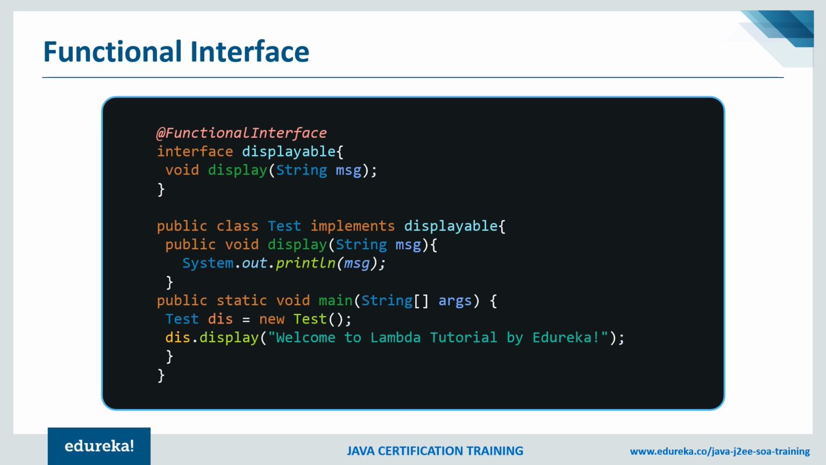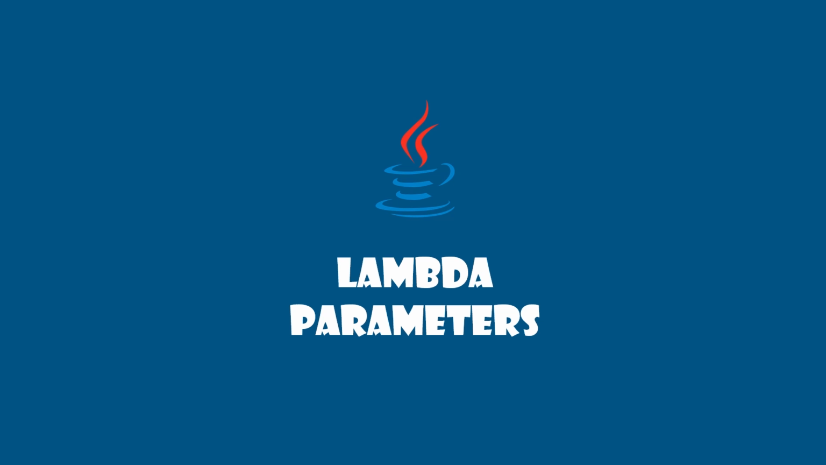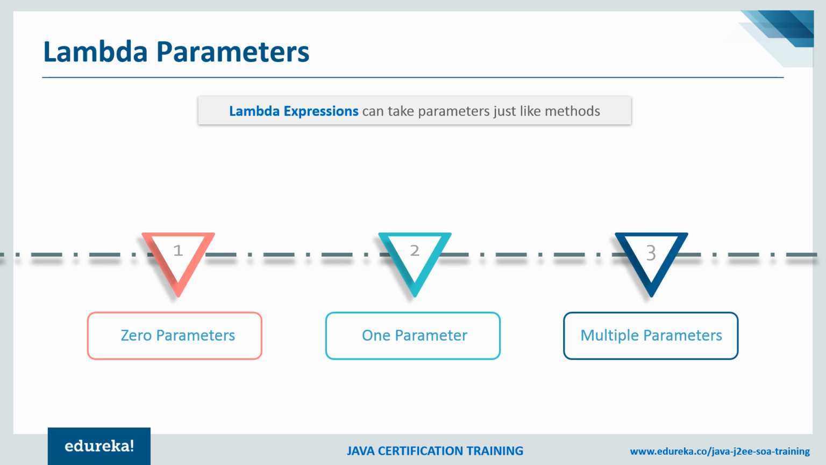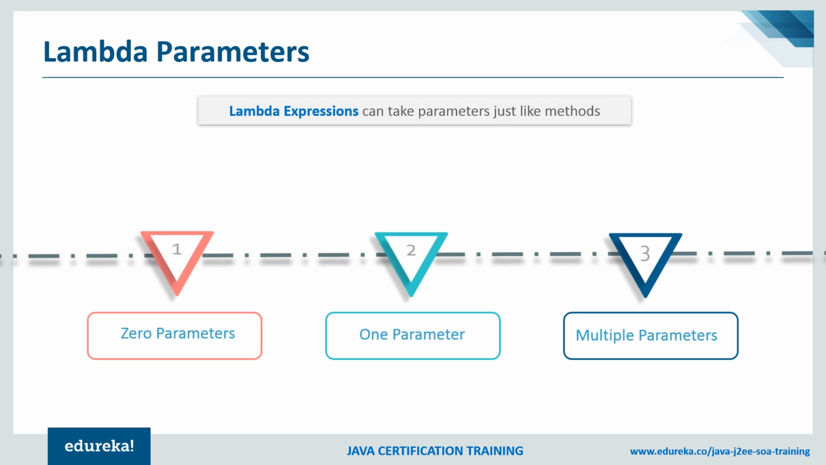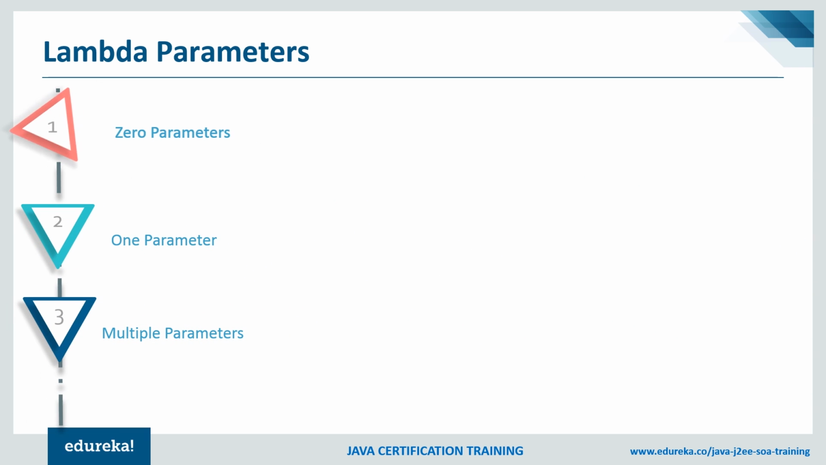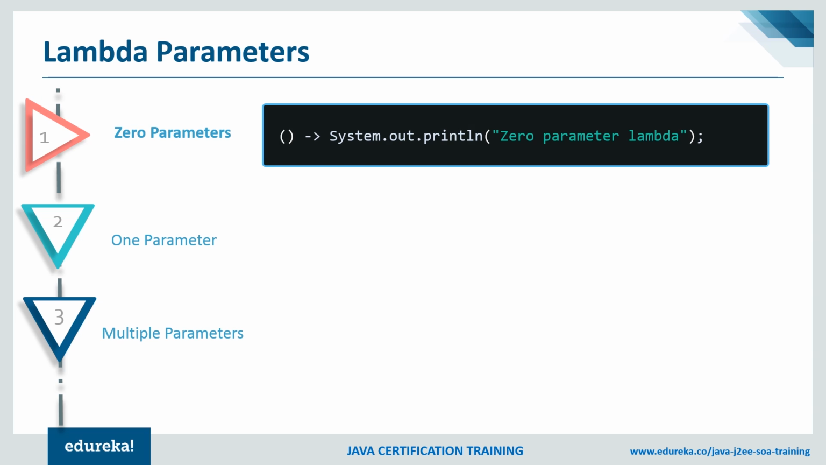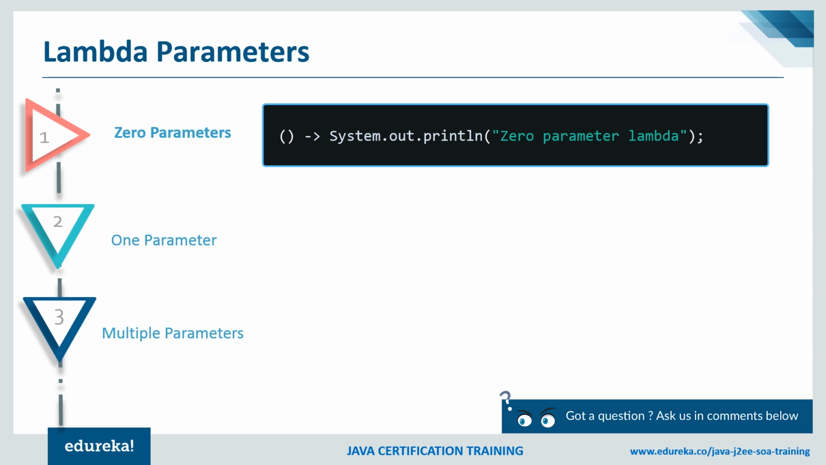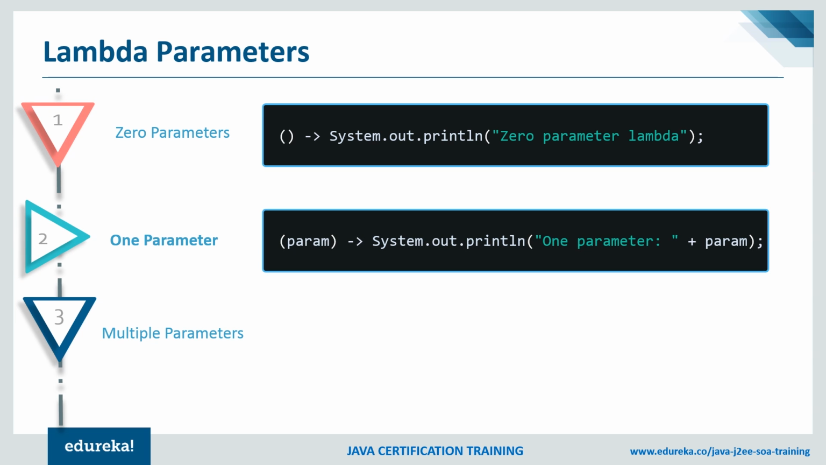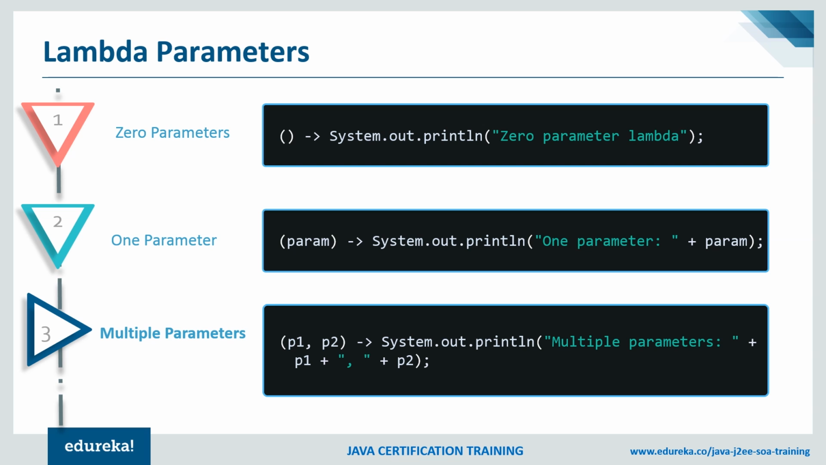So once we know what a functional interface is and how to write a Lambda expression, a Lambda expression can take no parameter, that's like zero parameters, the way a method can. It can take one parameter. It can take multiple parameters, right? So with zero parameters you don't pass any parameters. This is the syntactical approach: in the parentheses, we don't pass any parameter. The other way around is that we have one single parameter which we can pass, for example, param. We can have multiple params, for example, P1 and P2.